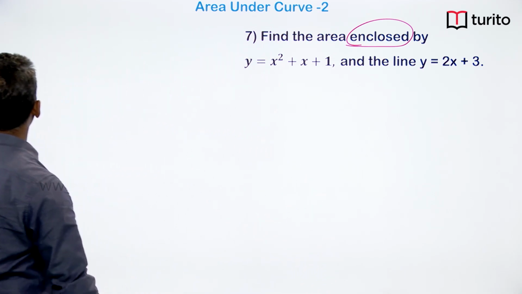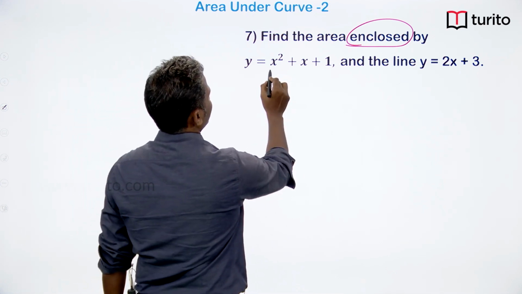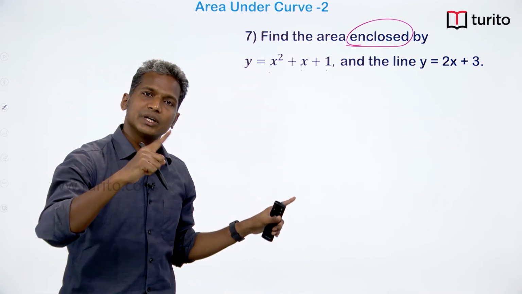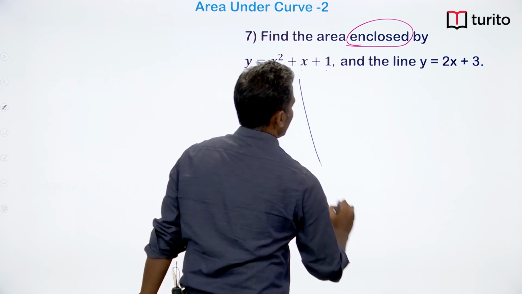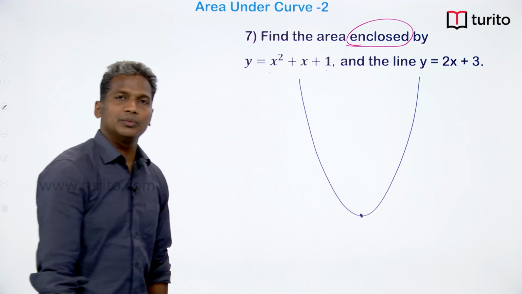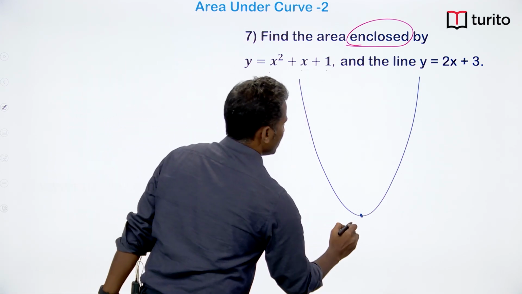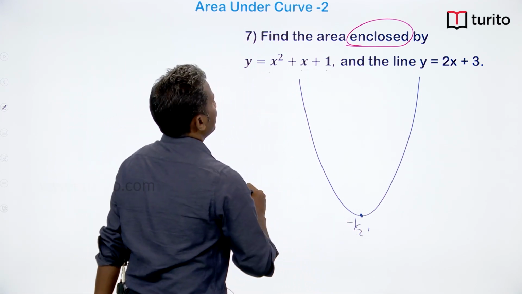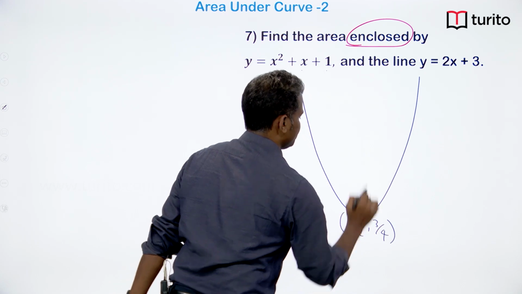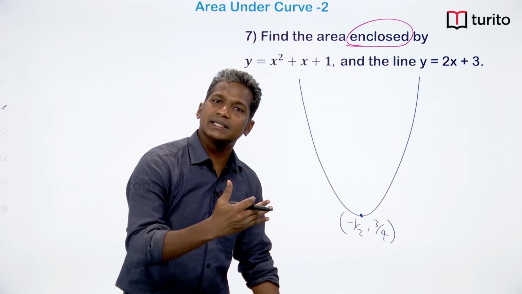So how do we do that? For that, first we will draw the graph here. This is quadratic, so it is a parabola. Coefficient of x square is positive, so it is upward parabola. And this point is going to be, we know the formula, minus b by 2a comma minus d by 4a. So minus b by 2a becomes minus 1 by 2, minus d by 4a becomes 3 by 4. Now x coordinate is negative, so y axis is in the right side.